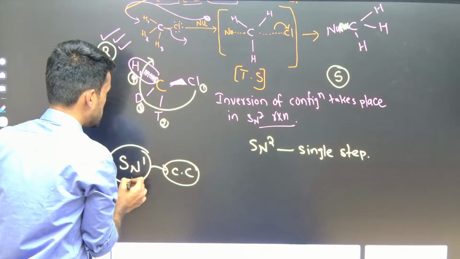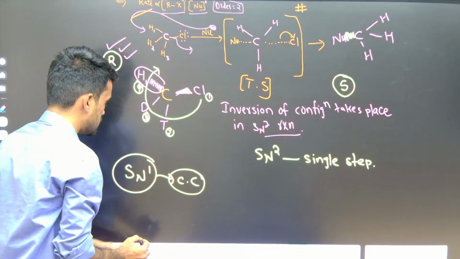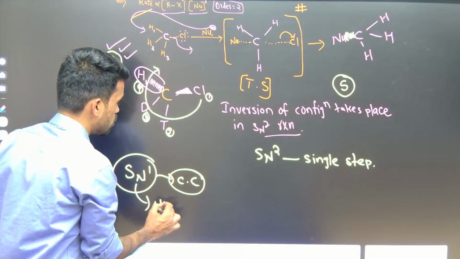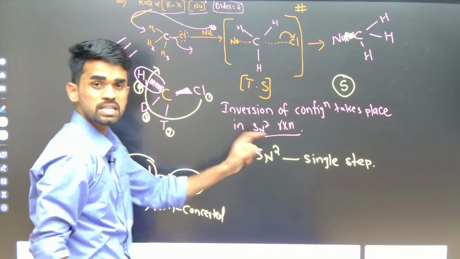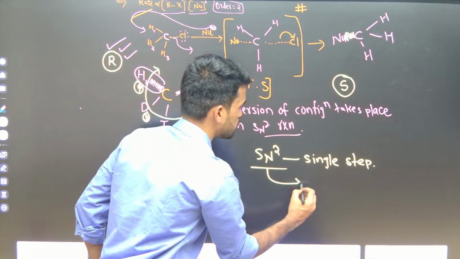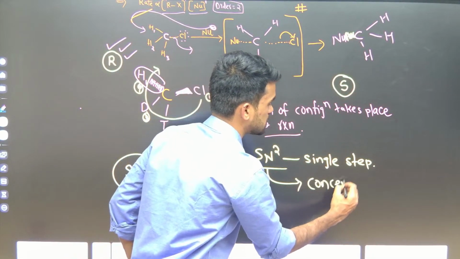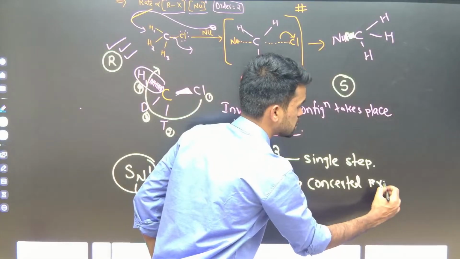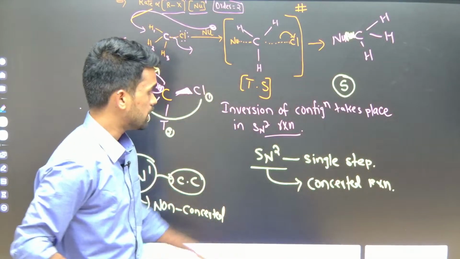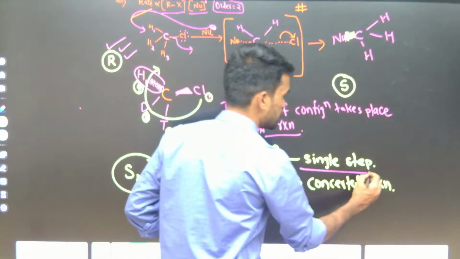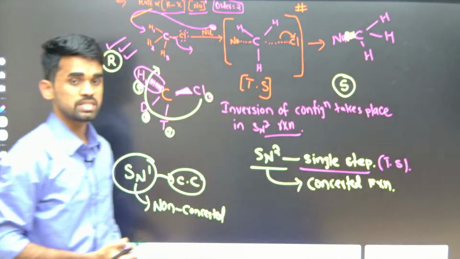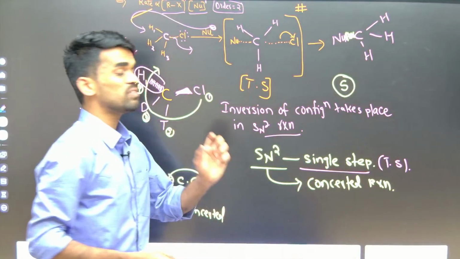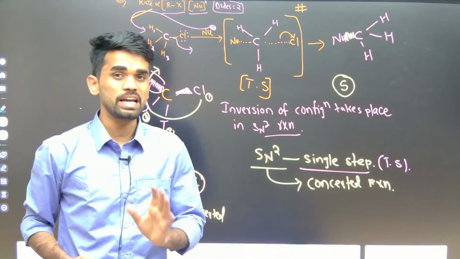You can say SN1 reaction is a non-concerted reaction, whereas SN2 reaction is a single step reaction. You can say it's a concerted reaction. It's a single step reaction, so here you will be seeing only the transition state. Okay, that's it. Now they will ask you one very small and interesting question.